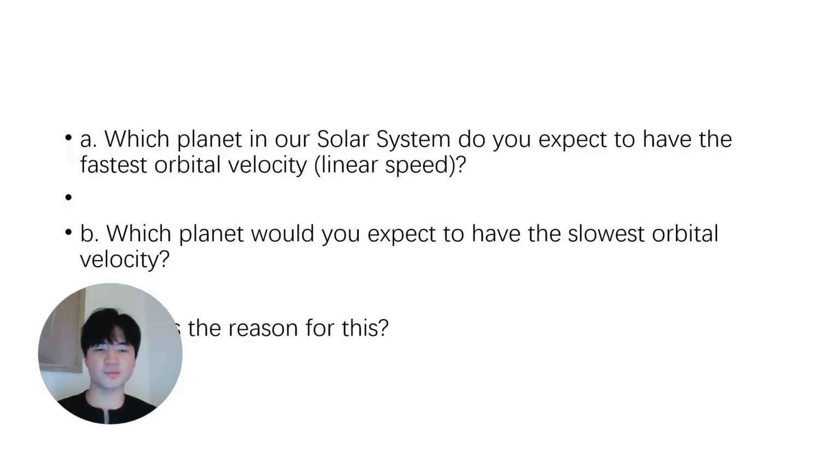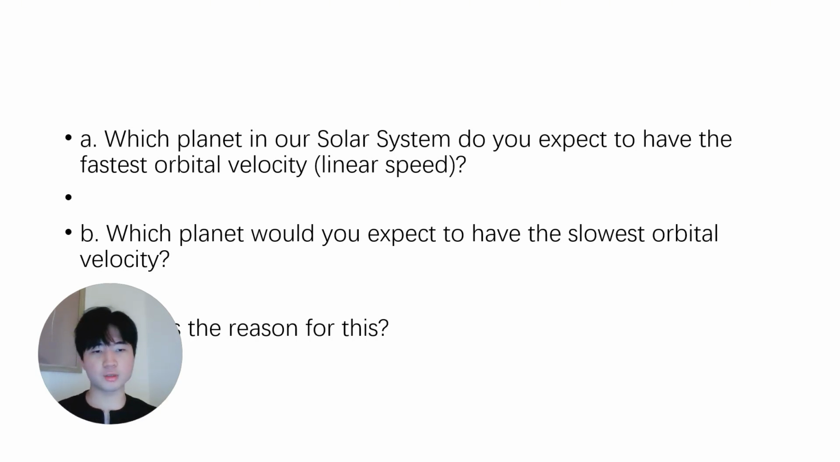On to question 15. The planet with the fastest orbital velocity is Mercury, because it is the closest planet to the Sun and orbits at the smallest radius. The planet with the slowest orbital velocity is Neptune, which is the furthest from the Sun.